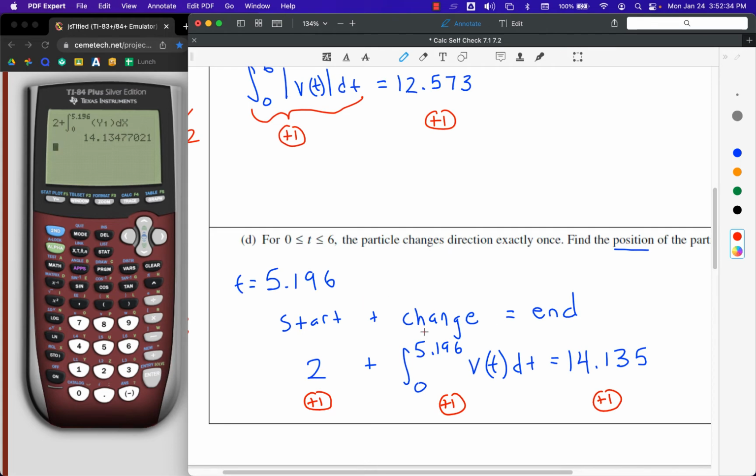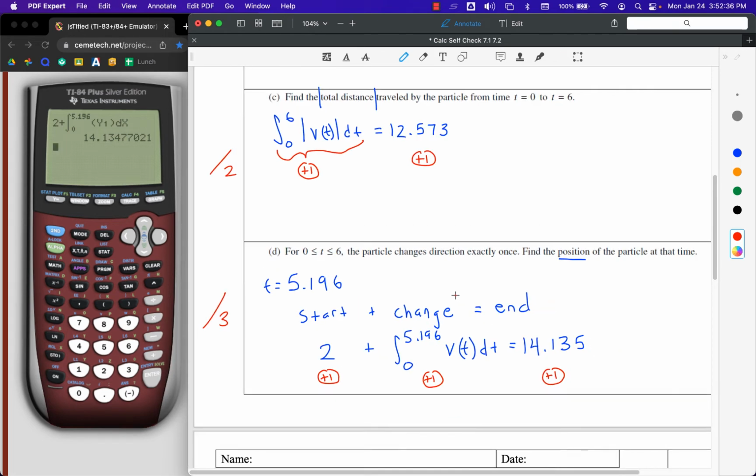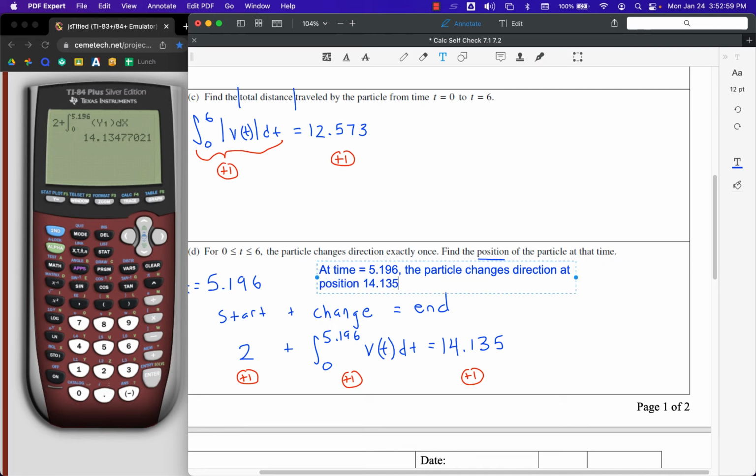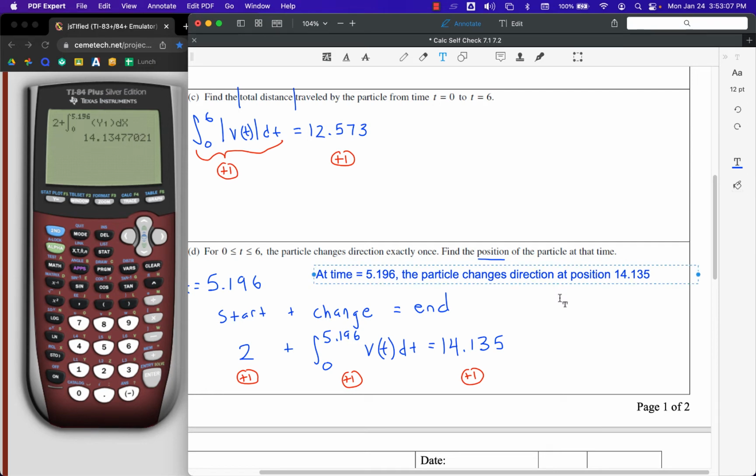And every time that you have a table like this, I guess we should have a conclusion. Let me go ahead and type my conclusion, because sometimes it's unclear. You've done a lot of math and the AP grader has trouble. What did they say in this answer? So at time is equal to 5.196, the particle changes direction at position 14.135, that thing we just wrote down there. And I can make that all one line. Cool. Make sure that you have everything in a nice, concise conclusion for the AP grader.